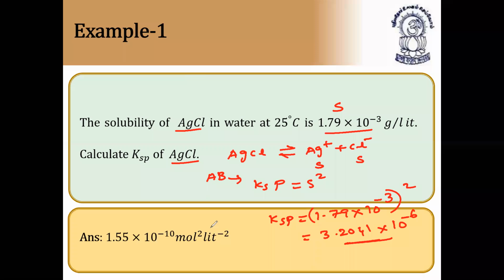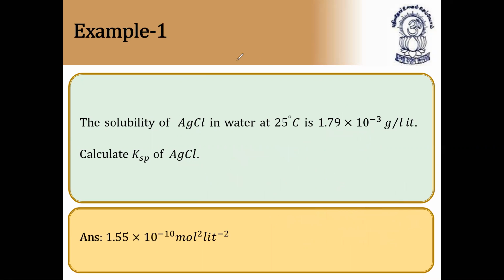So this answer is wrong. The correct answer is 3.2041 × 10^-6, because it is a salt of type AB. For an AB type salt, Ksp is equal to S squared. Since S is equal to 1.79 × 10^-3, because the solubility is given, Ksp is solubility squared, so (1.79 × 10^-3) whole squared. You get the answer. Next, continuation.